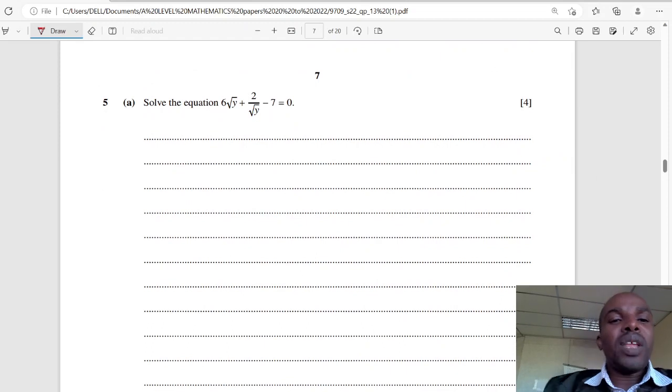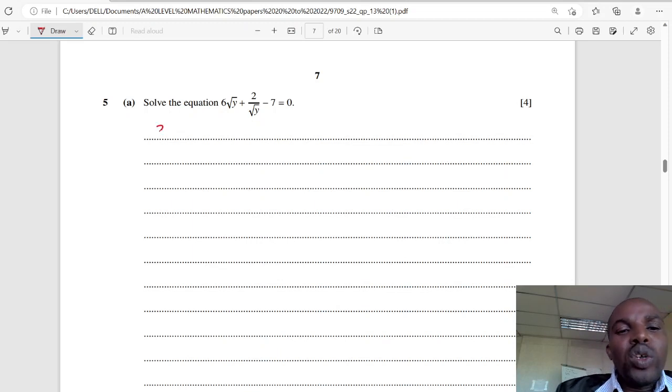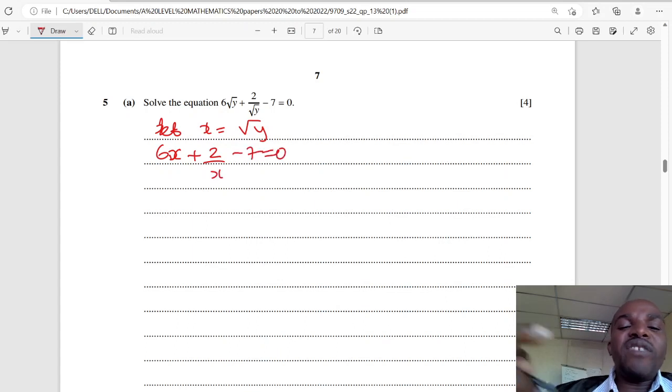Then question number 5. Solve the equation 6 root of y plus 2 over root of y minus 7 is equals to 0. What you have to do in this case, for equations of this type, you can just let x is equals to root y. Eyes closed, eyes open. You say let x is equals to root of y. That's what you do. Then after that, it will be 6x plus 2 over x minus 7 is equal to 0. After finding your x, you have to convert it back to y. Because what you want to find is not x, it's y. Please take note of that part.